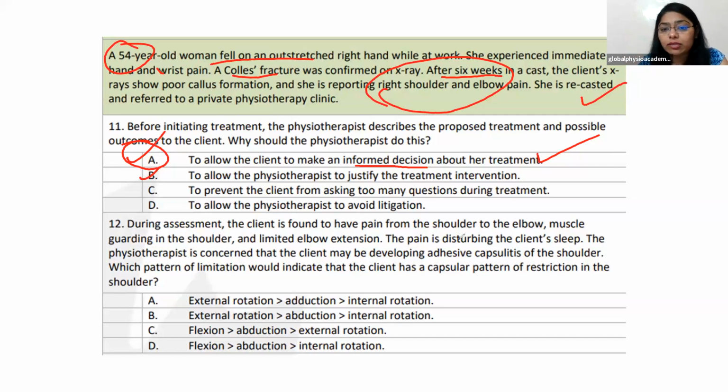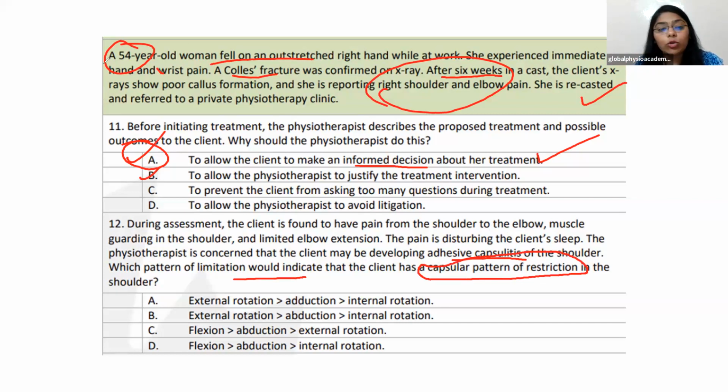And now the question is: pain is disturbing sleep. The physiotherapist is concerned about adhesive capsulitis. So now it is another scenario. Which pattern of limitation would indicate the client has a capsular pattern of restriction? This is your keyword. What is the capsular pattern in the shoulder joint?